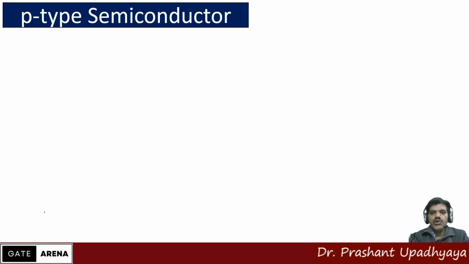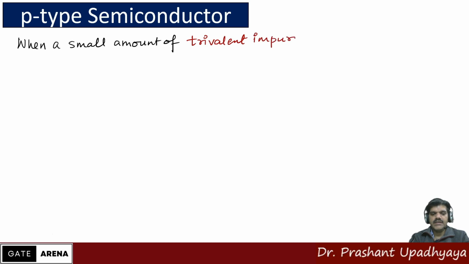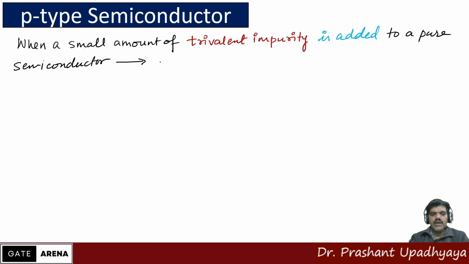Now in this lecture we are going to talk about the p-type semiconductor. When a small amount of trivalent impurities is added to a pure semiconductor, it is known as a p-type semiconductor.